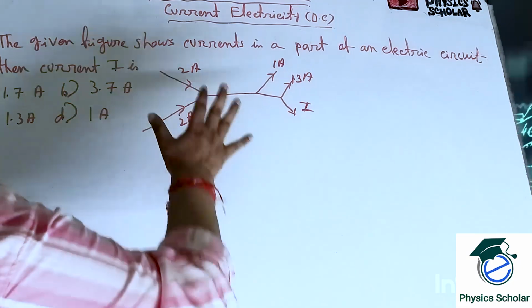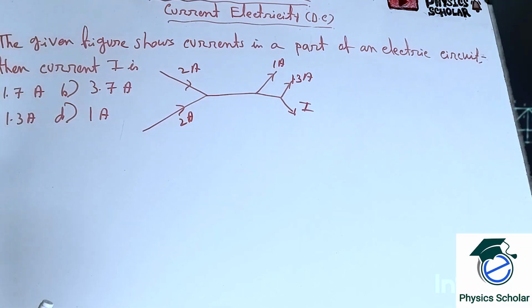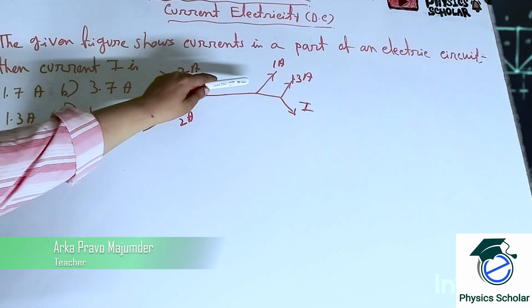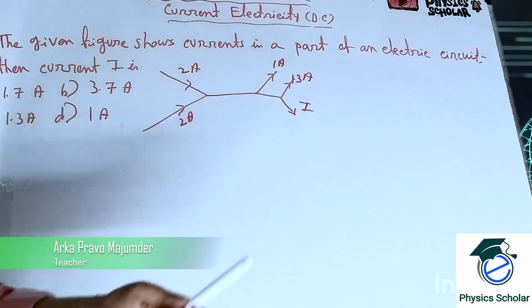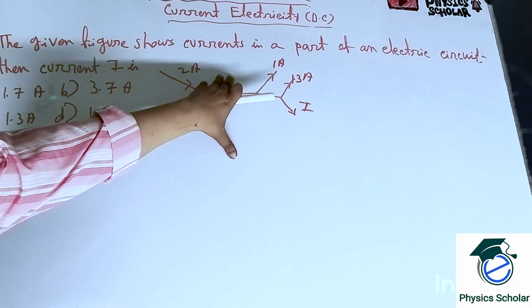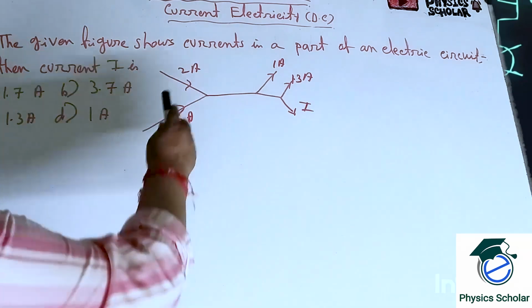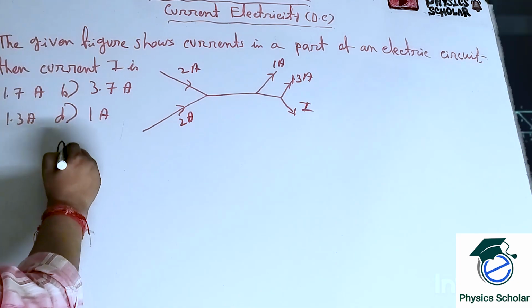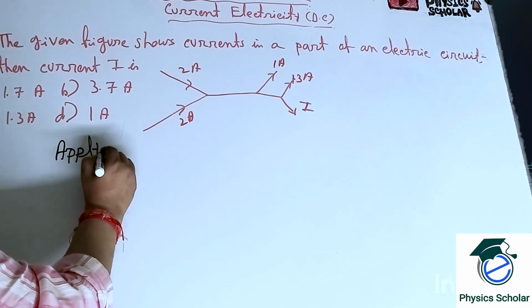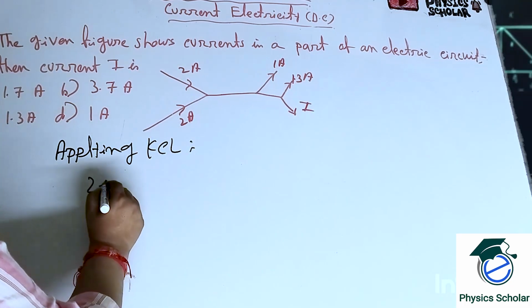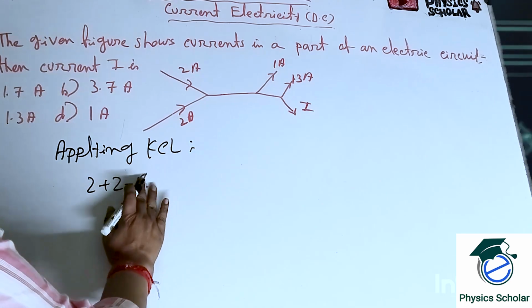Okay students, now let us move to problem number 5. In the given figure, the current in a part of an electric circuit is shown. Let us say 2 is incoming and 3 current is outgoing. Very easy sum, so don't be confused by watching this. 2 is incoming, so applying KCL, 2 is incoming, so 2 plus 2, and all the others.